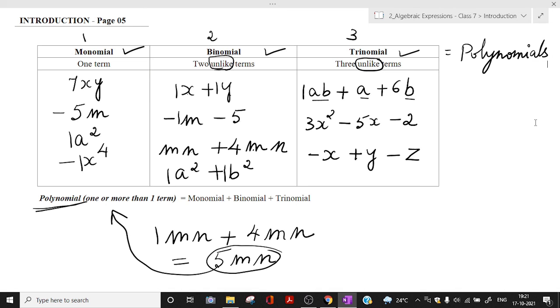With that, I'll conclude this particular video. In the next video, we will go ahead and solve the problems that are given in the mathematics textbook, which is prepared by the NCERT.